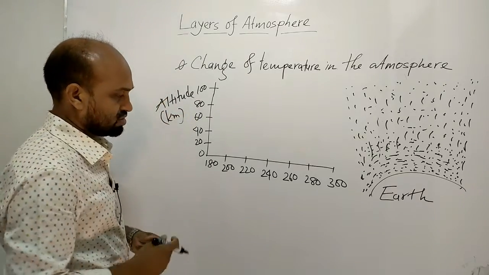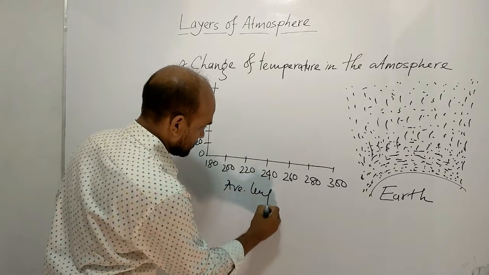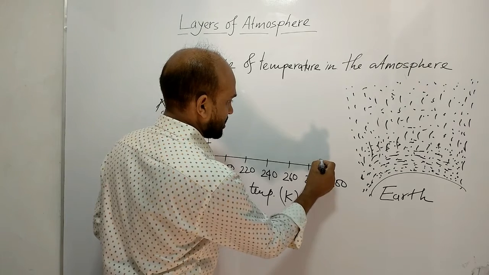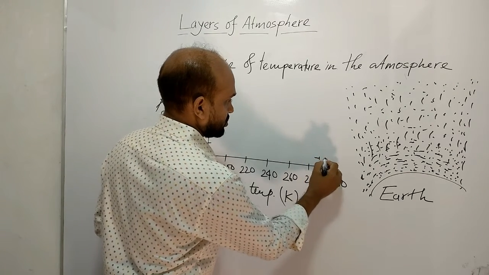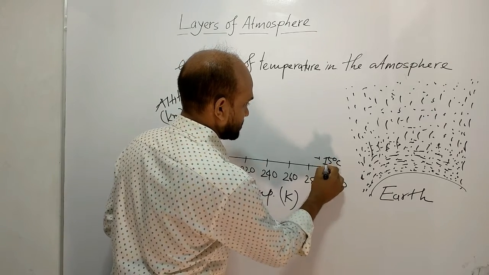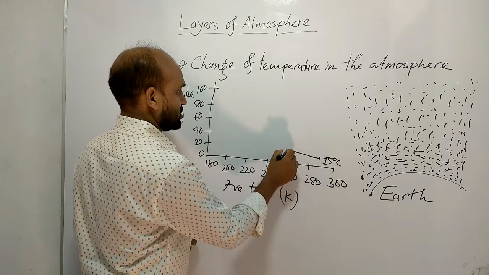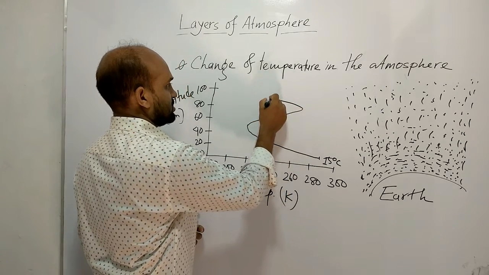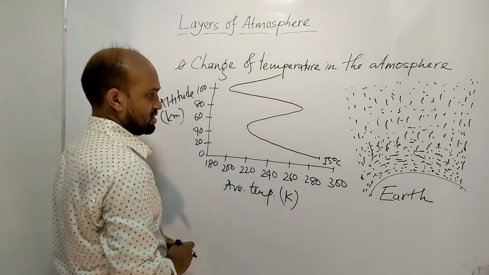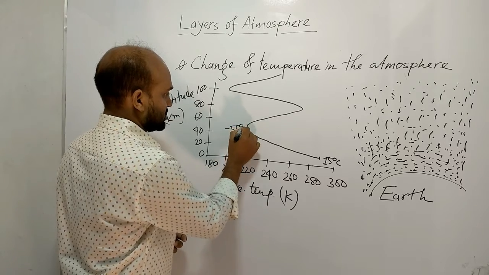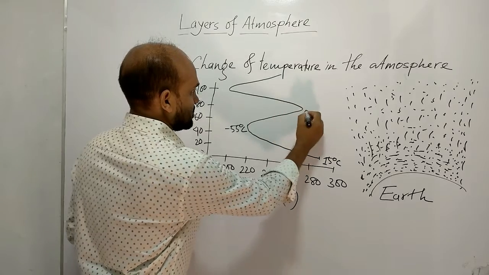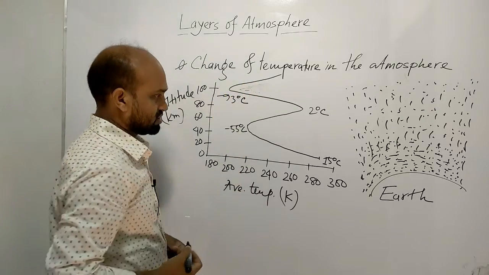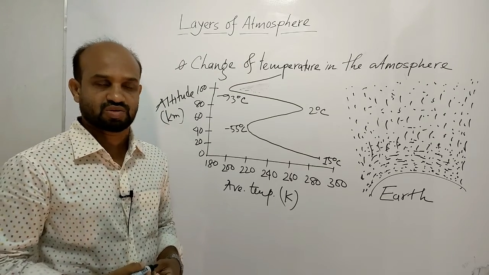Altitude is plotted against average temperature. Unit is Kelvin. Nearer to the ground, temperature is much higher. It is around 15 degrees Celsius, and with the increase of altitude, temperature is decreased. Again it is increased, again it is decreased, again it is increased. 15 to minus 55 degrees Celsius temperature, then again it is increased to 2 degrees Celsius, again it is decreased to minus 93 degrees Celsius. So this is the zigzag change of temperature in the atmosphere.